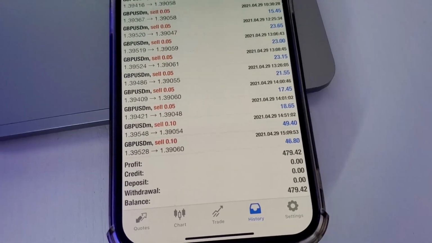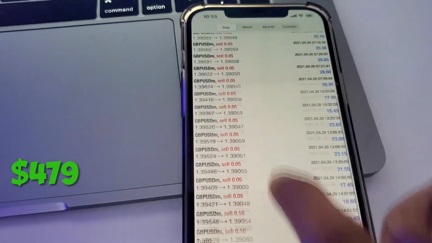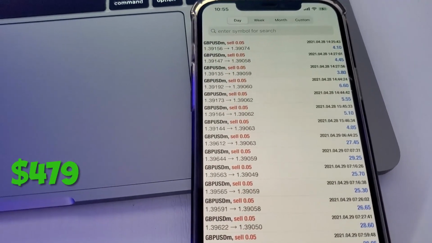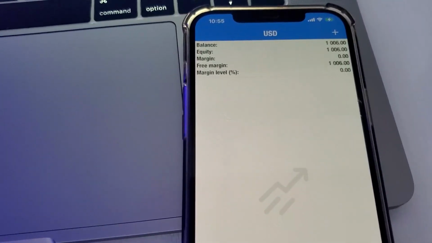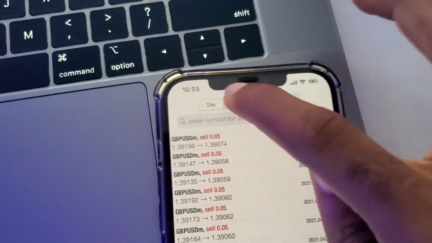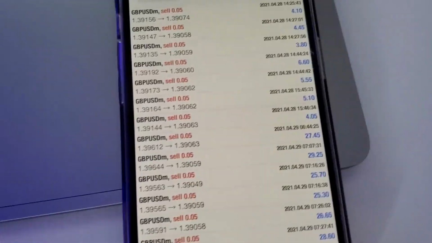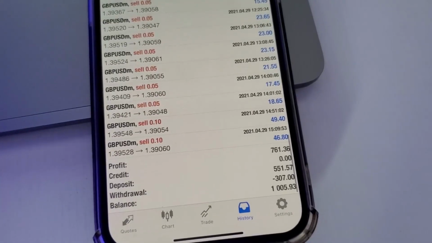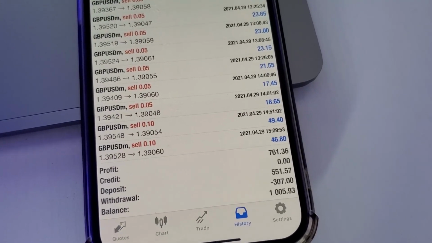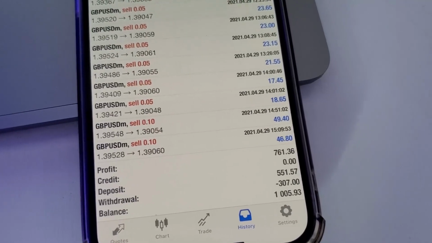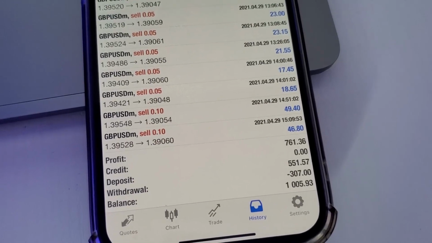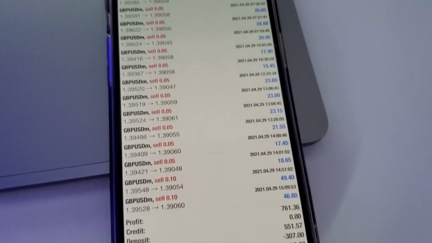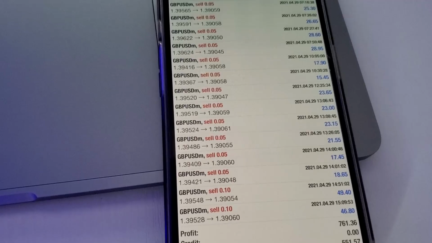So today I've been able to make this 479 on this account. I flipped this account from $78 to 400, and now from 400 to $1,000, which is what you are seeing right here. If I take it to the week, you see the summary: I made a withdrawal of 307, which is the one I showed you guys, and I deposited a total of 551. The profit total is 761 for this week on this one. And I'm going to make the withdrawal right now.